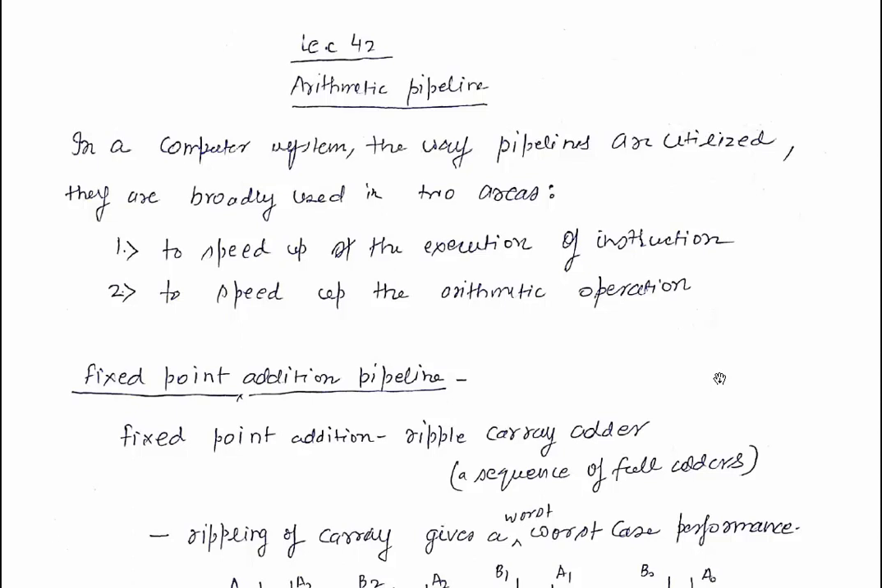Now we already know that the basic purpose of pipelining is to speed up the execution of instructions and to speed up the arithmetic operation. Let's say we have to add 1000 numbers. We cannot have the facility where we add two numbers, and only after that operation gets completed, we start the addition operation again. It will take a lot of time. Hence, we can speed up the arithmetic operation by overlapped execution.